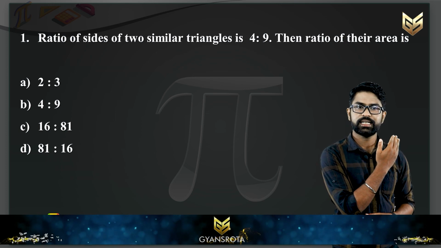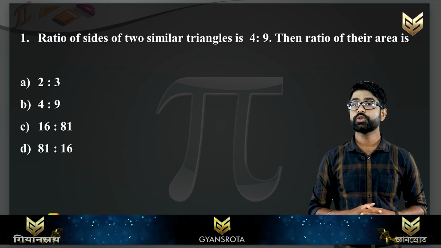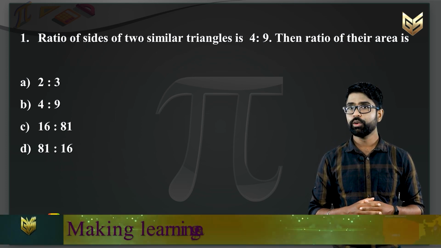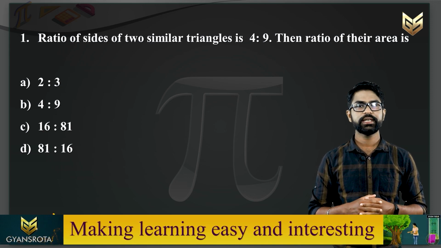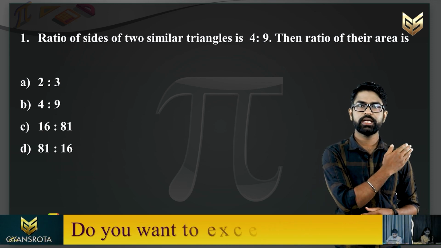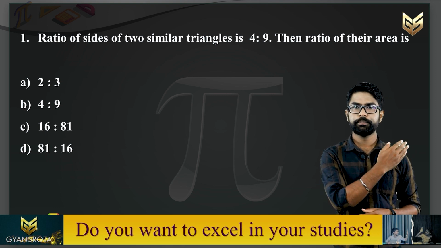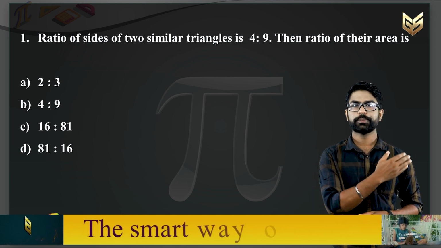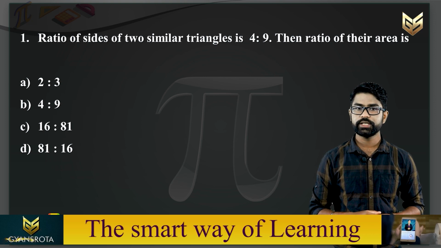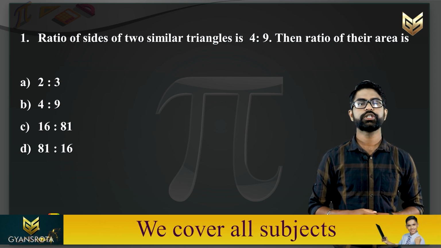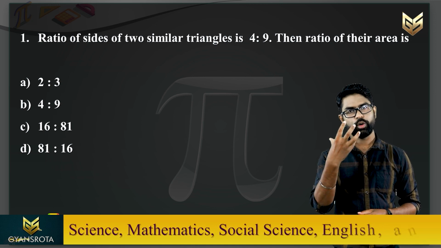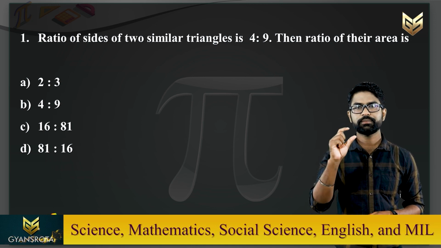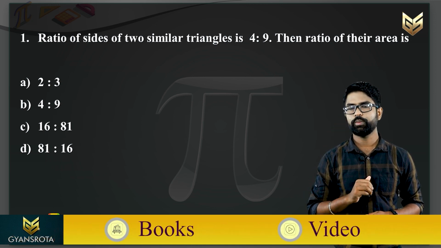The question is, the ratio of sides of two similar triangles is 4:9. Then the ratio of their areas is: option A 2:3, option B 4:9, option C 16:81, option D 81:16. Now this question you can solve orally. How? We have the ratio of their sides, how much?